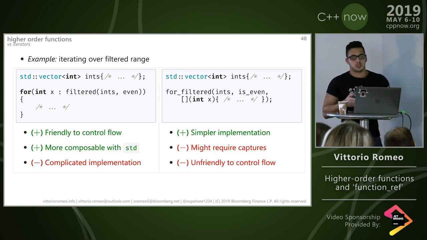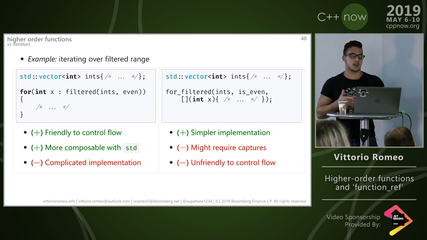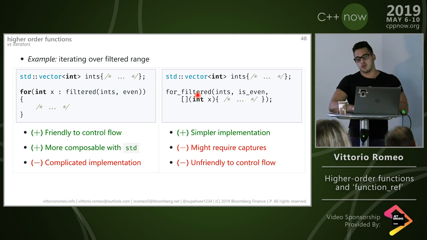Now, this is very good because it's friendly to control flow. You can use break, continue. You can compose it with existing iterators, with STD libraries. However, the implementation, again, is complicated and way more complicated than the one on the right-hand side. On the right-hand side, if we use something like for_filtered, where we pass the vector of ints, then our predicate, and then our lambda, then we have the same problem as before.